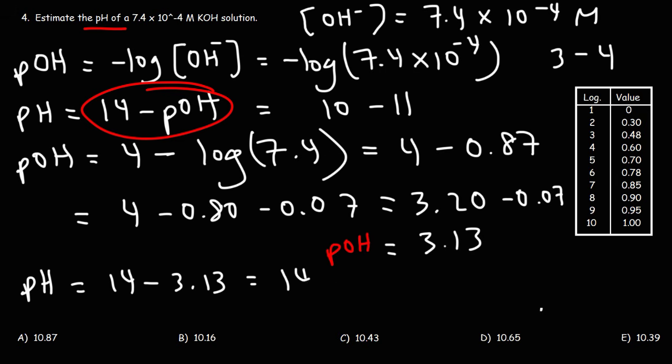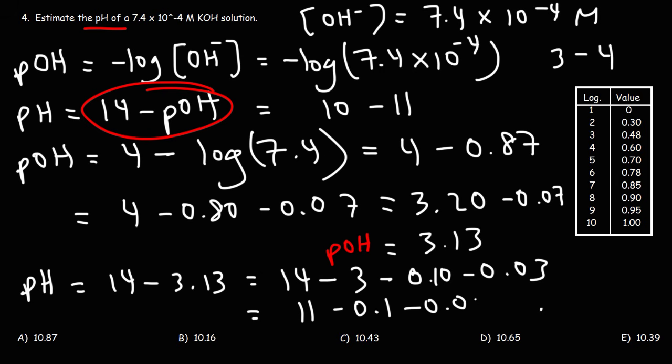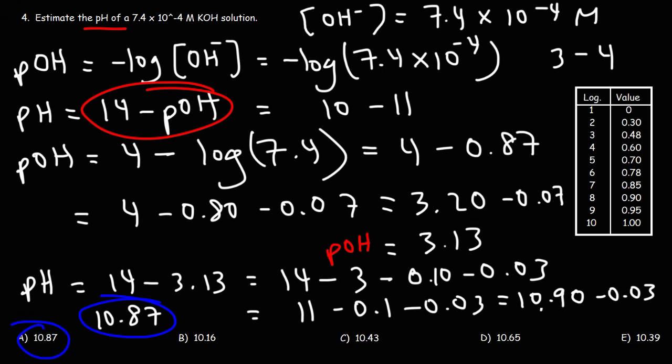So we can break it down into 14 minus 3 minus 0.10 minus 0.03. So 14 minus 3 is 11. 11 minus 0.1, that is 10.9. And 10.9 or 10.90 minus 0.03, 90 minus 3 is 87, so this is going to be 10.87. So that's how we can estimate the pH of this solution without a calculator. So answer choice A is the right answer.